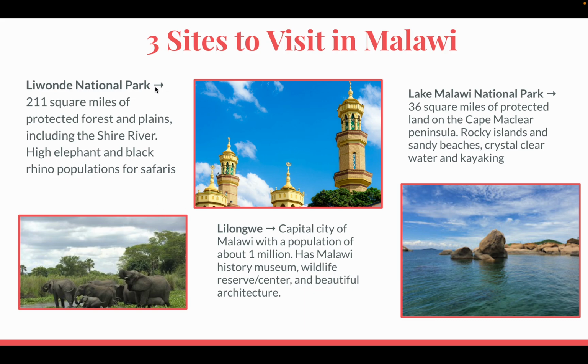So some sites to visit in Malawi would be Lwande National Park, which is 211 square miles of protected forest and plains, including the Shire River. And this is one of the best places in Africa to see elephants and black rhinos.